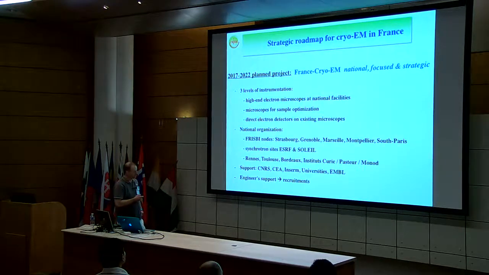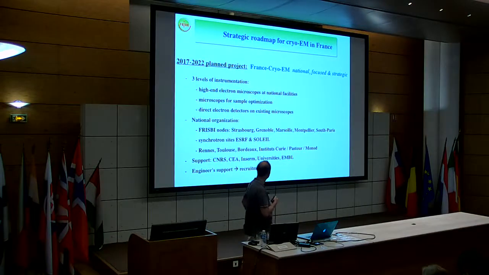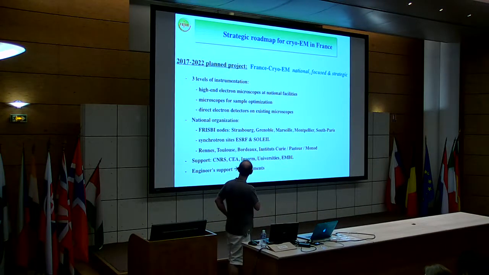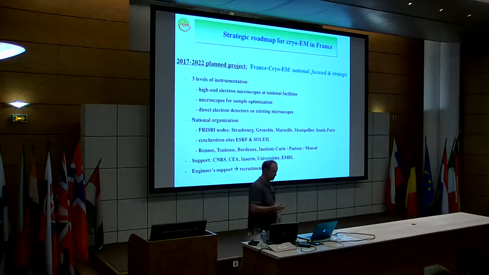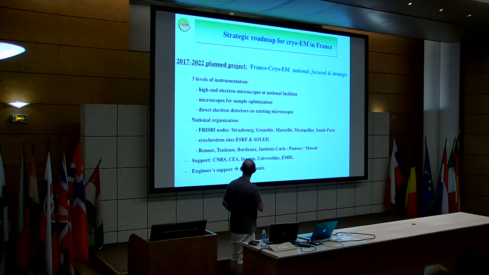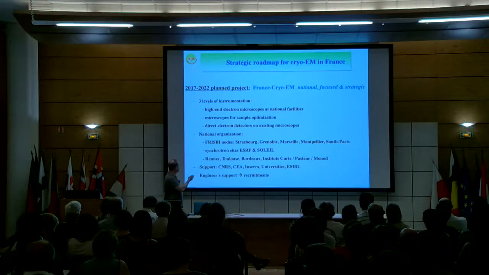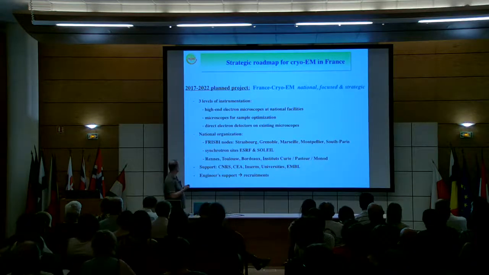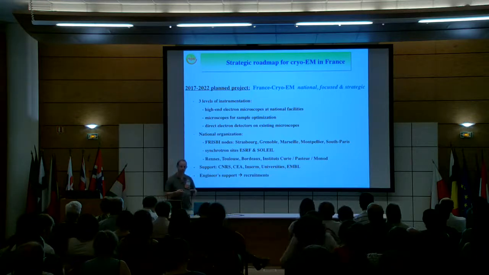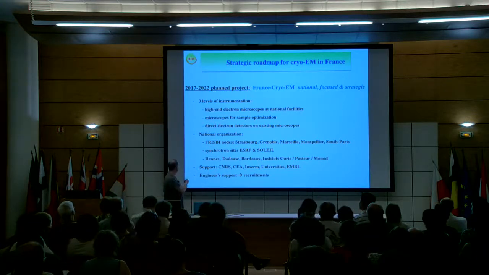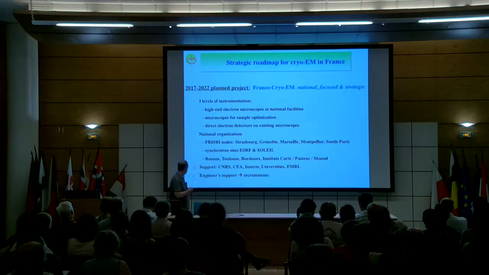So in terms of electron microscopy in France, we have set up a roadmap to enhance instrumentation. There are 3 levels of instrumentation that we suggest, and this is a plan in terms of project. It's called France Cryo-EM. It's a national project, very focused and strategic for our field, to install high-end electron microscopes at national facilities, to enhance support for screening microscopes and for direct electron detectors in various places.